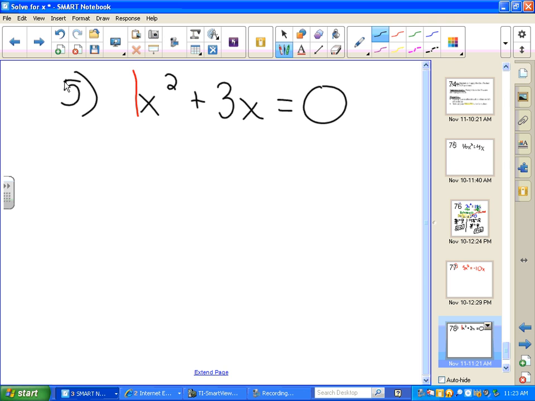What is the greatest common factor on that problem? I need the number and the variable. So raise your hand when you think you know the GCF for this problem. Nolan, what do you think? How did you know it's 1? Very good. The largest number that evenly divides into 1 and 3 is 1.